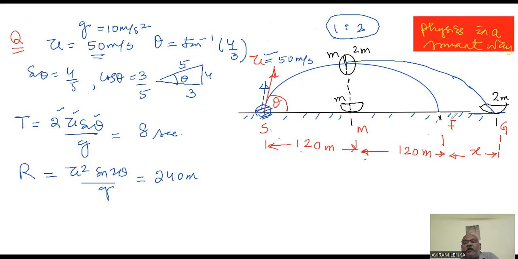And if somebody takes the horizontal motion, total time of flight is 8 seconds and horizontal velocity equal to u cos theta. U cos theta is 3 by 5 times 50. So that is 30 meter per second. So that gives you 30 into 8, that is 240 meters. So it is not always necessary that a student needs to remember the formulas and all that.